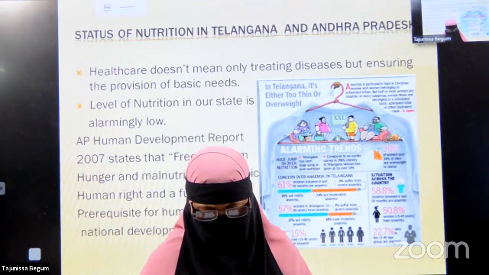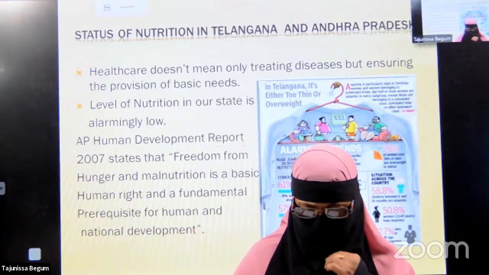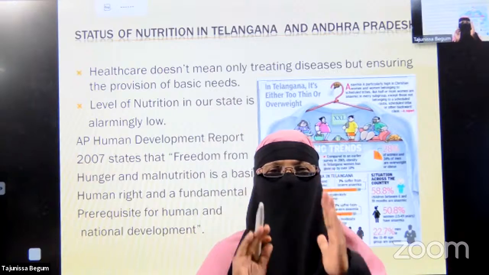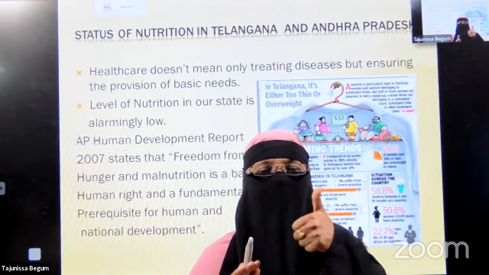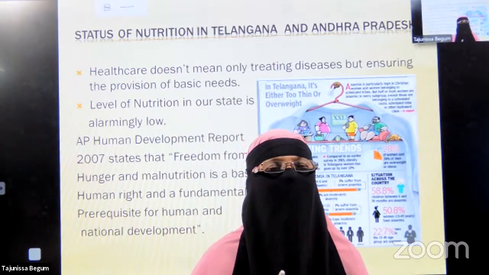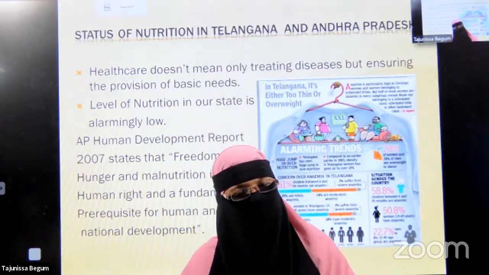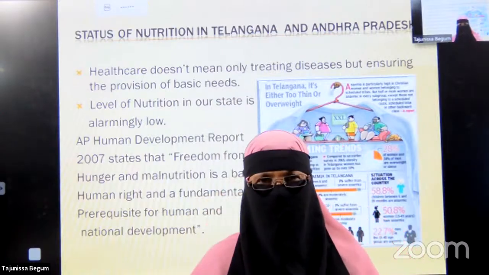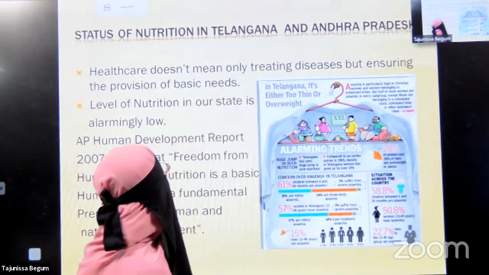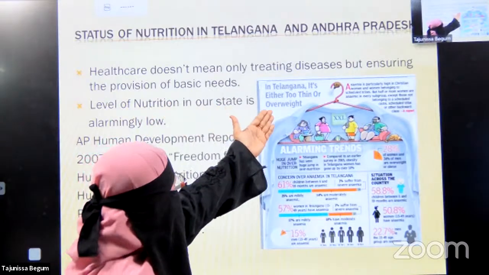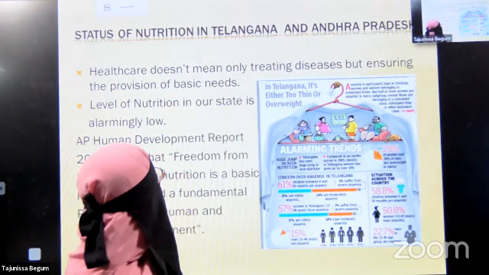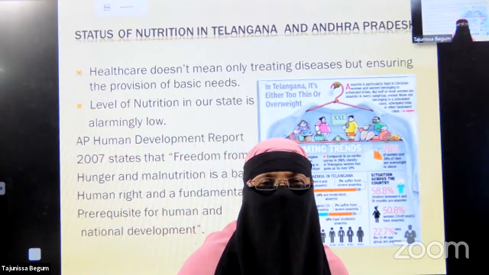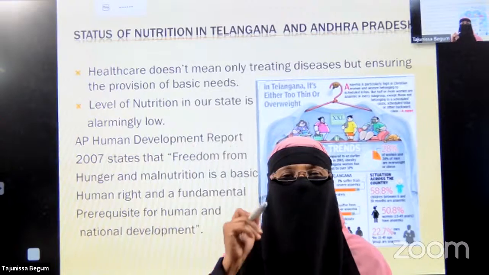Giving public facilities is so important. Someone should take the responsibility to take care of our country. That someone is the government. The government should play a very important role. Then only our country can be happy and healthy, and we can expect a lot from our people. So we'll see the role of the government here. Healthcare doesn't mean only treating diseases, but ensuring the provision of basic needs. It doesn't mean only diseases, but they should also see that they give the basic needs for the people.